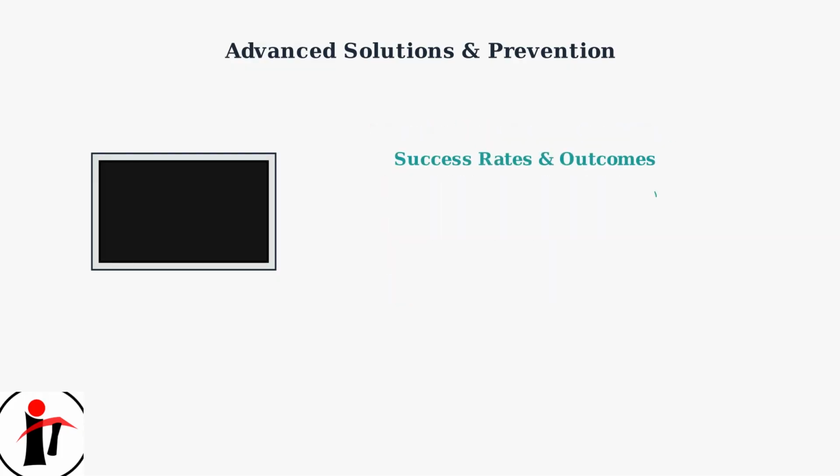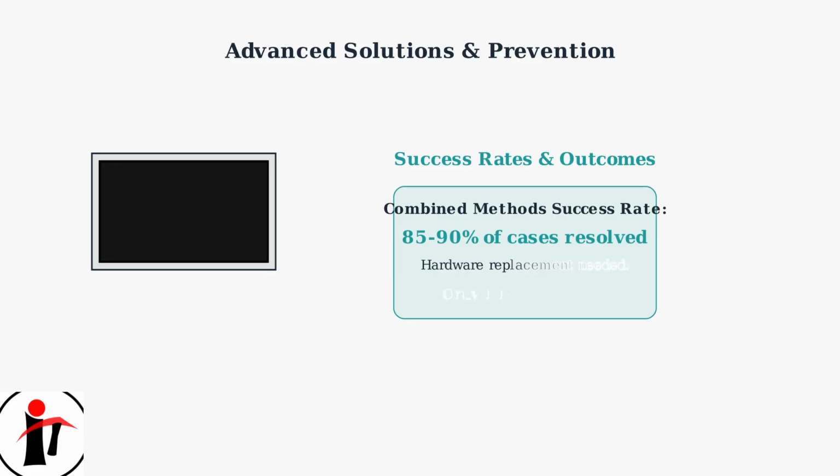The good news is that these advanced methods, combined with basic troubleshooting, have a high success rate of 85 to 90%. Hardware replacement is only needed in 10 to 15% of cases, making these techniques very effective for most OSD issues. Remember that systematic troubleshooting and proper prevention can resolve most Sceptre monitor OSD issues without requiring professional service or hardware replacement.